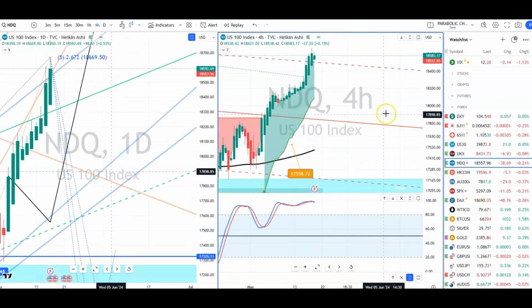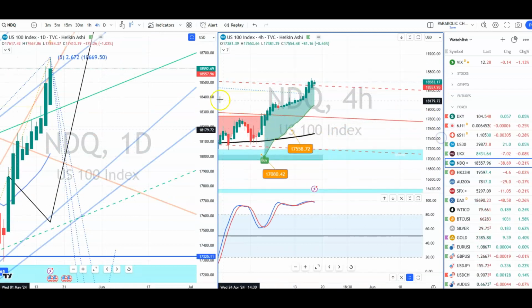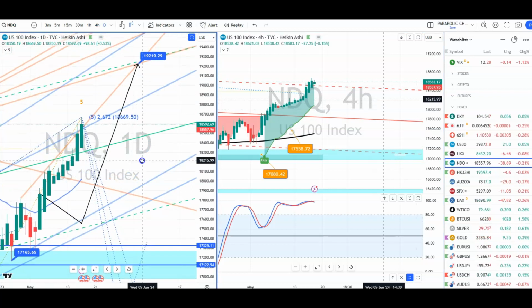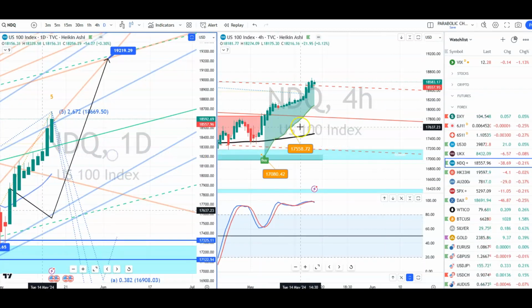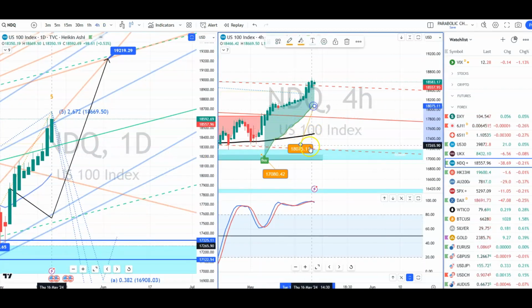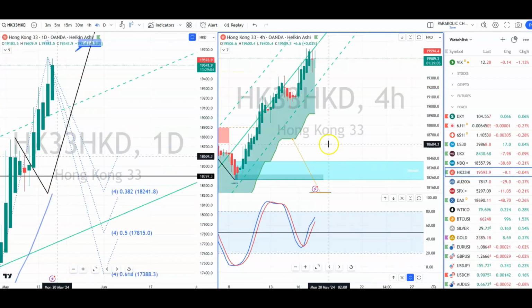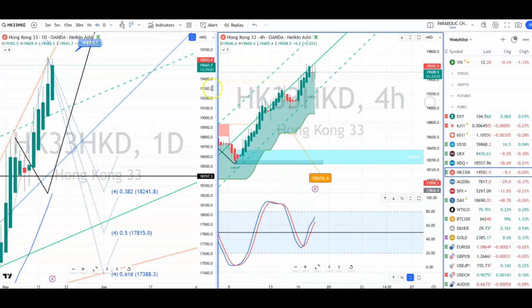Nasdaq continuing upwards, and no liquidity zones now, so that's okay. This is strong buy, so you can now move our stop to 18,075 and target 19,219.